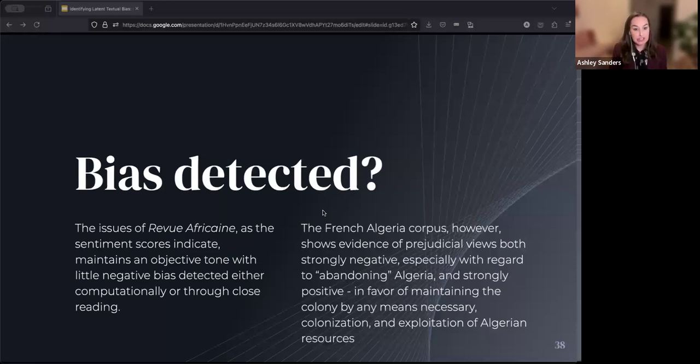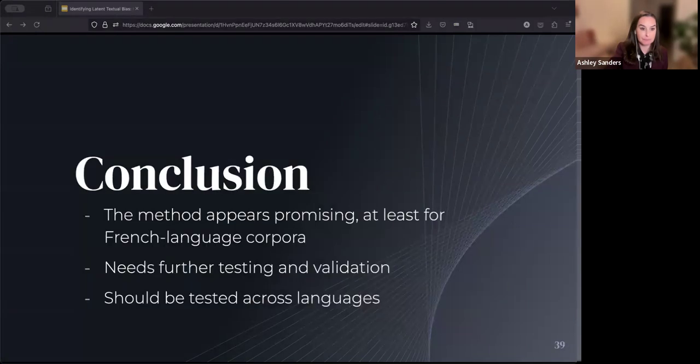The French Algeria corpus, the second corpus that I examined in this comparison, however, shows evidence of prejudicial views, both strongly negative, especially with regard to the idea of abandoning Algeria, and strongly positive in favor of maintaining the colony by any means necessary, colonization and exploitation of Algerian resources. So the method appears promising, at least so far, for French language corpora. I haven't tested this method with other languages or with more modern text. So further testing does need to be done for validation, but as I mentioned, it seems promising.